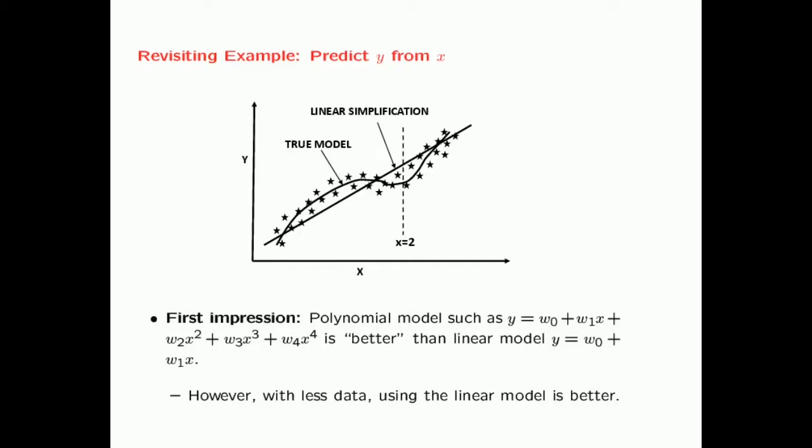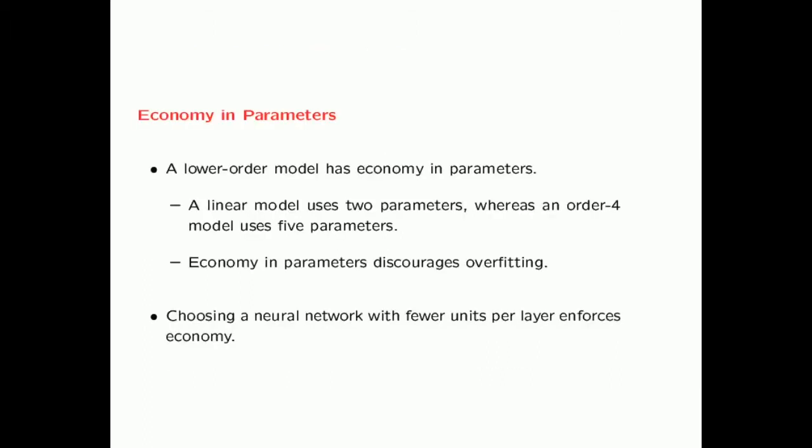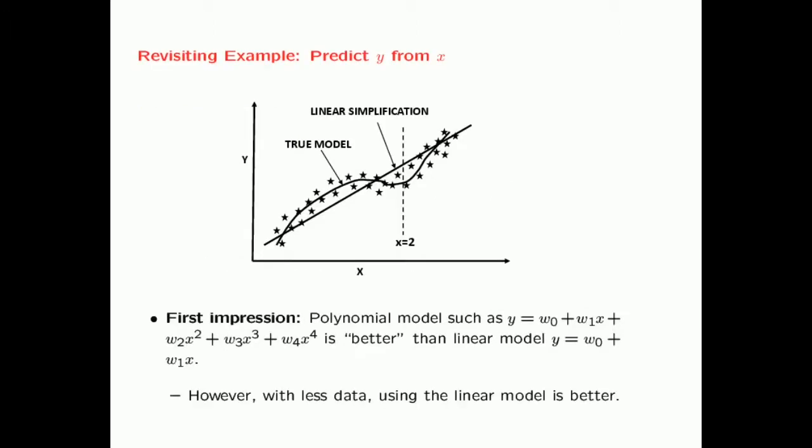For example, we could choose a fourth order polynomial such as y is equal to w0 plus w1x plus w2x squared plus w3x cubed plus w4x to the power 4. Or we could choose a linear model which is simply y is equal to w0 plus w1x. Now in this particular case, since the shape of the data distribution is somewhat nonlinear, the first impression would be that the use of a polynomial model should be better than the linear model. However, as we discussed in the previous lecture, when the amount of data is limited, one generally does better with linear models because the linear models have lower variance with the choice of the training data.